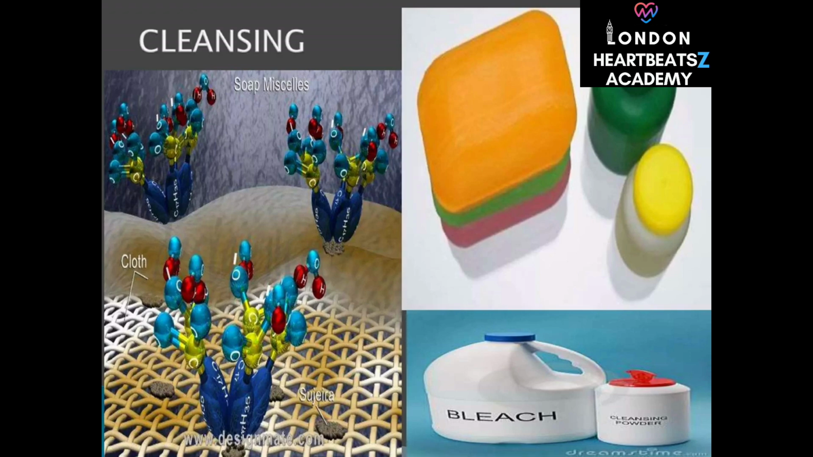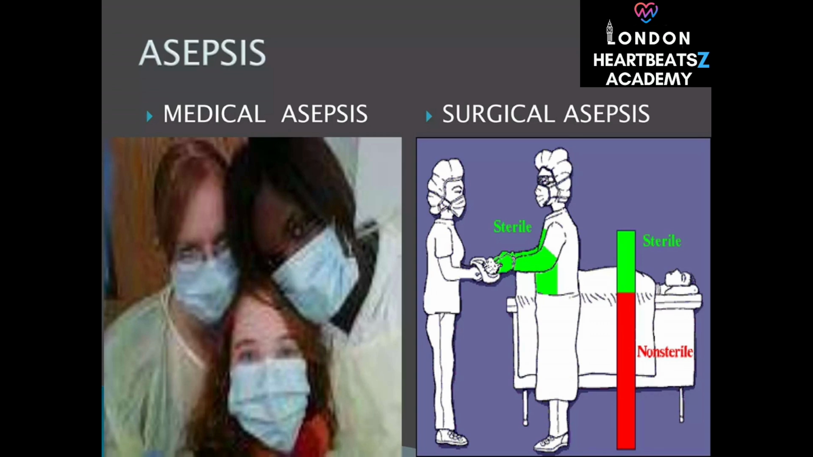Right. And then there's asepsis, which is preventing contamination in the first place. There are two levels: medical asepsis, which aims to reduce the number of pathogens, and surgical asepsis, which strives for complete elimination. Wow, complete elimination. So it's about stopping those pathogens before they even have a chance to settle in. Exactly. And if they've already settled in.